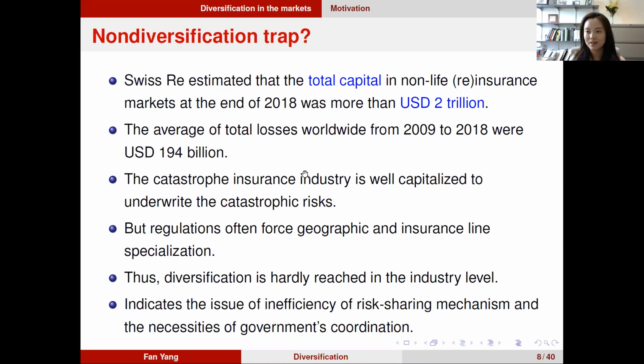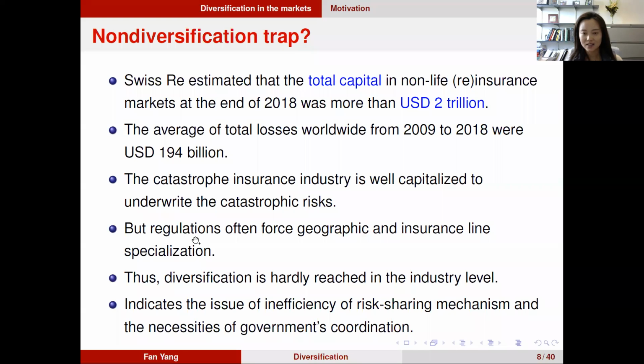But then what happens? They stop offering such catastrophe insurance contracts. Actually, one reason, the major reason, is the regulations. They often force the insurance companies to operate only in their local state. That means they often force geographic or insurance line specialization. So they only charter in their own state, not across states. Such risk sharing is not really allowed by the regulation.